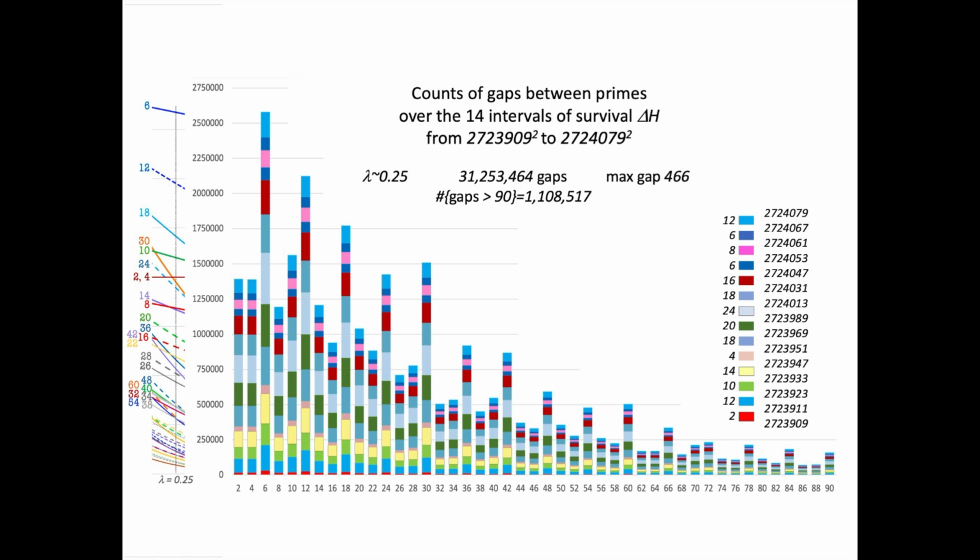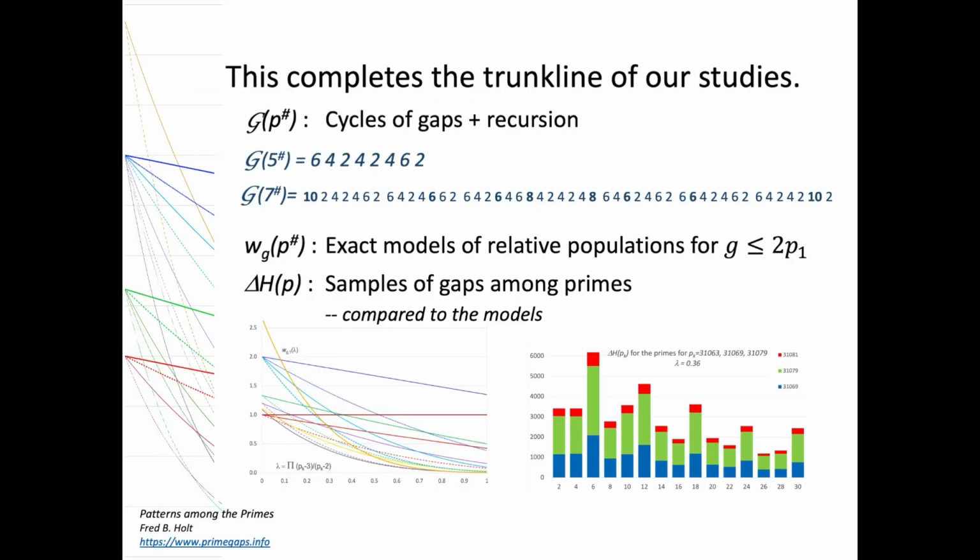And again, we see pretty good alignment between this sample and what we would expect from the models. There are 6, 12, and 18 up top. 30 is starting to pass up 10 and 24. There are the 2s and 4s, lots of 2s and 4s in this range. We have over 1.25 million twin prime pairs and over 1.25 million gaps of 4. This completes the trunk line of our studies.